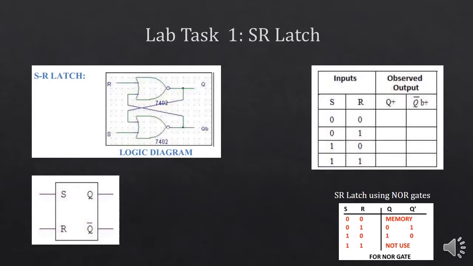Next when we apply 1 at the set and 0 at the reset, the output will be equal to 1 and 0. It will set the state, and when we apply 1 1 at set and reset, the output will be an invalid state, as Q will be equal to 1 and Q bar will be equal to 1. They cannot be equal to 1 at the same time, so this will be an invalid state.